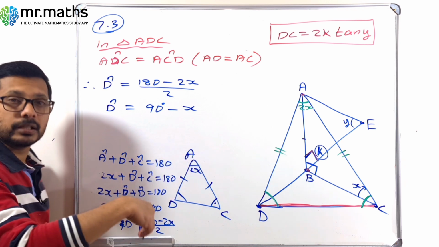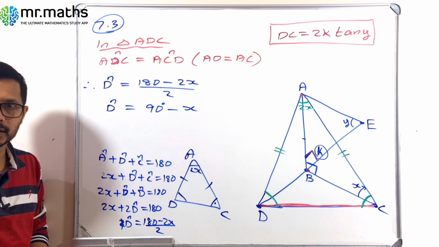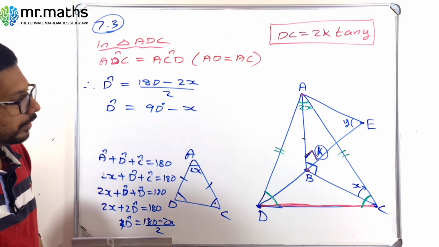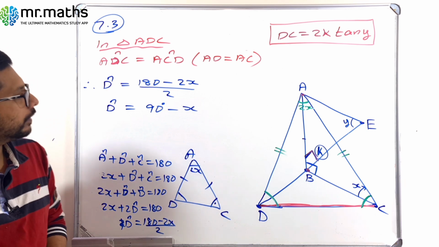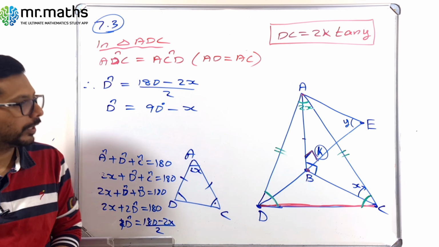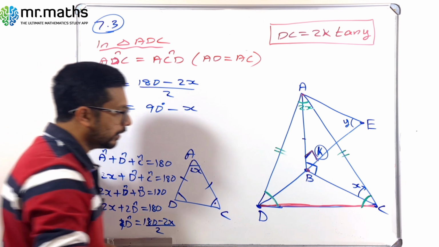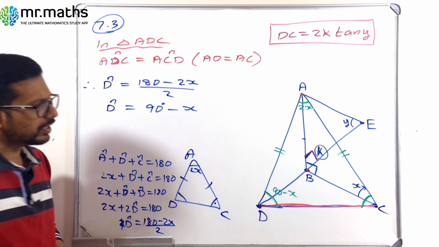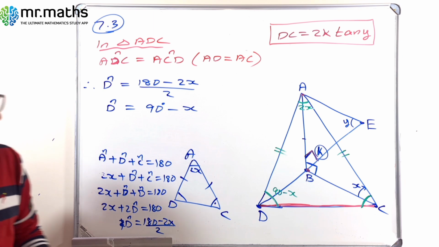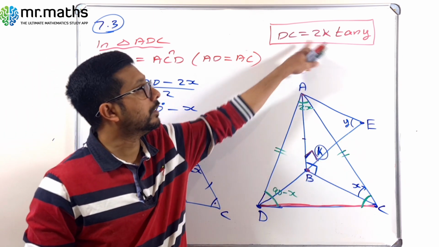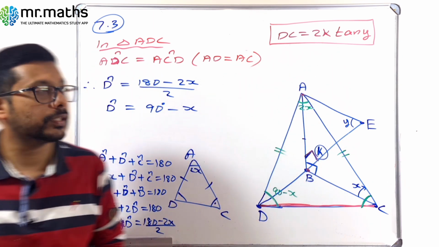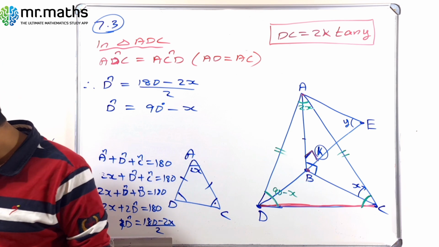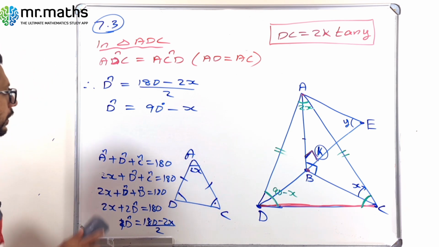So it means that angle C is also 90 minus x. Now here angle D we got as 90 minus x. So this angle is 90 minus x. What is our question? We have to find DC, you have to show that DC is 2k tan y. So anyway, you have to write up to there.